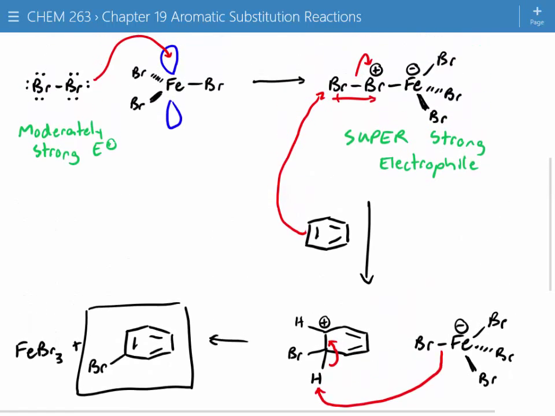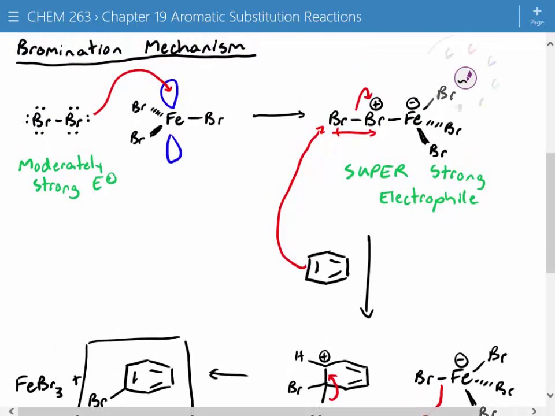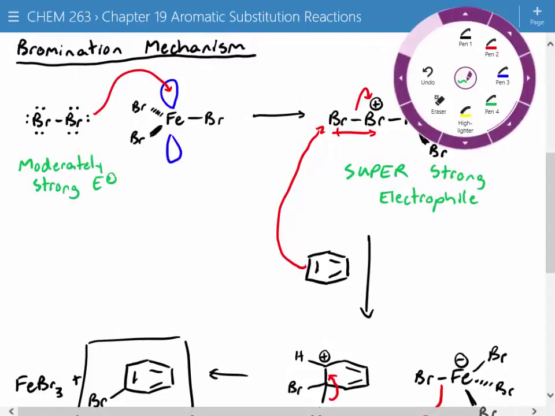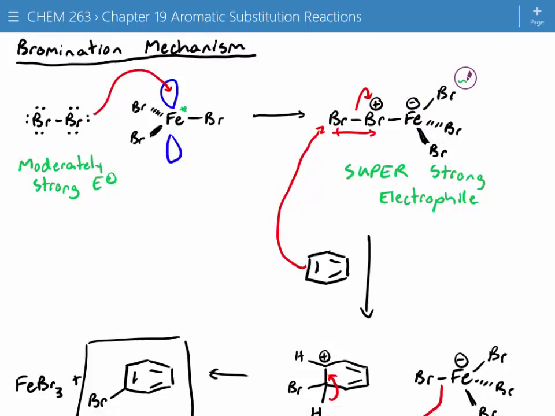The other interesting thing that I wanted to bring up is I'll put an asterisk next to that iron. Occasionally, you might see this done with aluminum tribromide. In either case, they're both good Lewis acids. You can use aluminum or iron tribromide, so it can be AlBr3. Either of those will work well for this reaction.